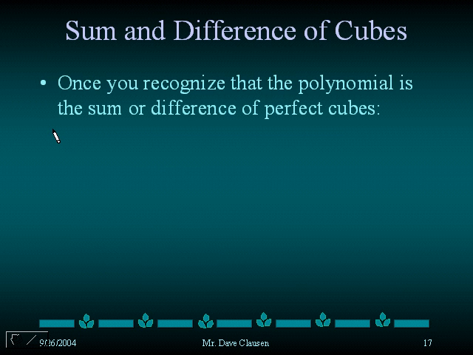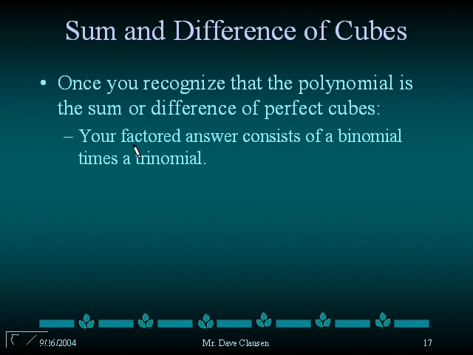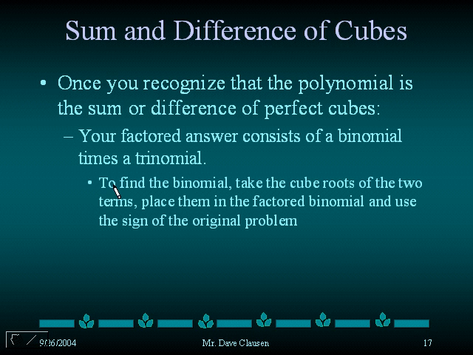So let's continue on. Once you know that it's one of these two formulas, the sum or difference of two perfect cubes, your answer is again a binomial times a trinomial. To find the binomial, you're going to take the cube root of the first two terms and then use the sign of the original problem. So let's look at that. A cubed, what times itself 3 times is a cubed? Well, that's a. B cubed, what times itself 3 times is b to the third? Well, that's b. And we use the sign of the original problem in our binomial.